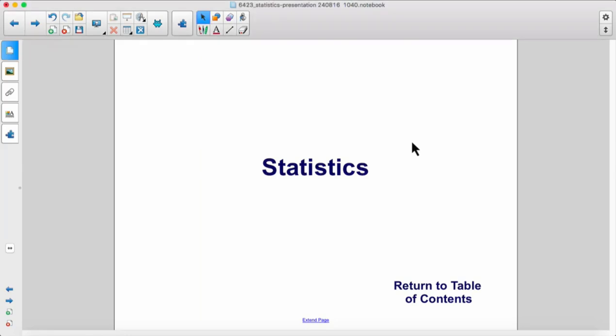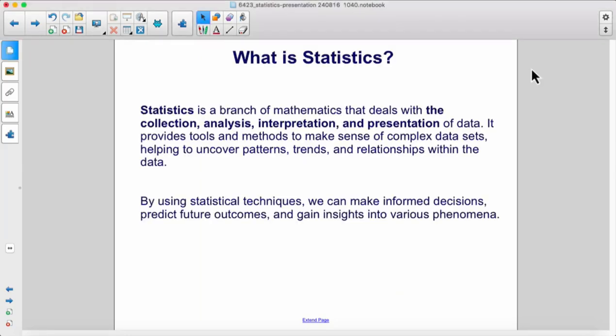Statistics. Statistics is a branch of mathematics that deals with the collection, analysis, interpretation, and presentation of data. It provides tools and methods to make sense of complex data sets, helping to uncover patterns, trends, and relationships within the data. By using statistical techniques, we can make informed decisions, predict future outcomes, and gain insights into various phenomena.